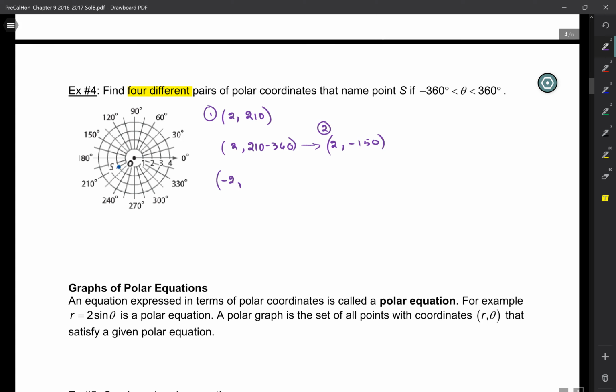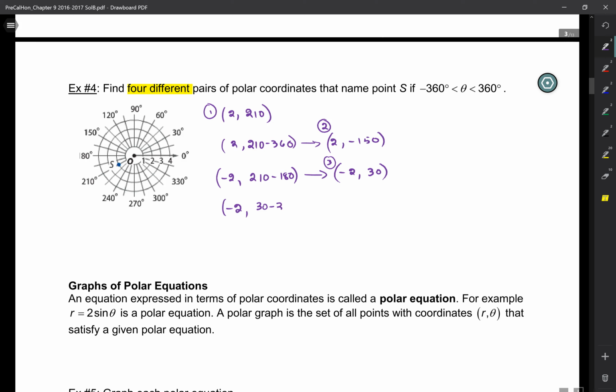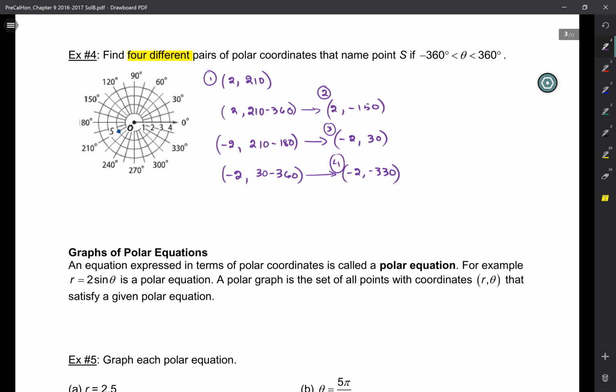Negative 2 and 30 degrees. How do we get 30? So basically we do 210 minus 180. And that gives us negative 2 comma 30. And what else? There's one more. What if I did 30, that new angle, minus 360? Right? So those are the 4 different representations. Okay? Questions?